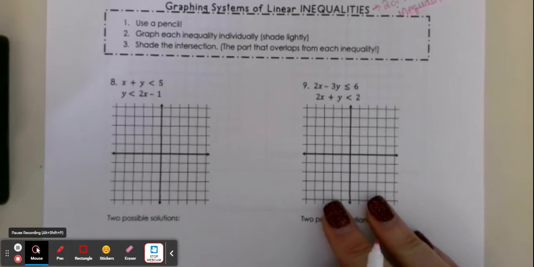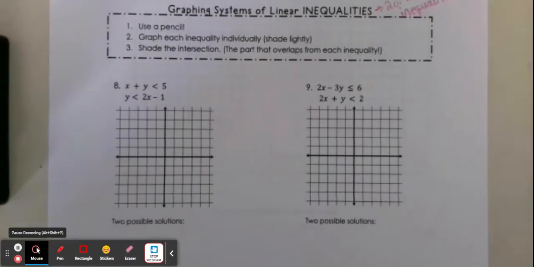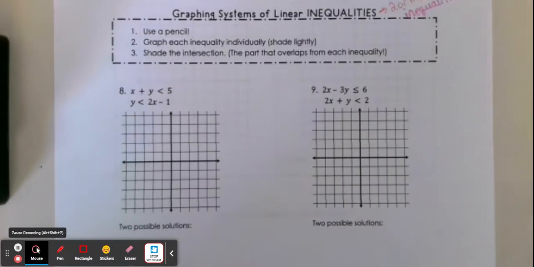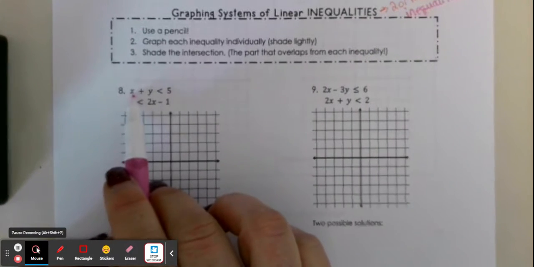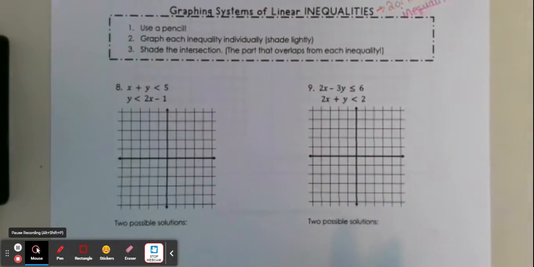So how do I graph a system of linear inequalities? Again, like a system of linear equations, to graph it, what you'll do is you'll graph each inequality. So I'm going to do this one by hand, and we're going to see what that ends up looking like. So this first inequality, x plus y is less than 5. Well, that is in standard form. So the most efficient way to graph that would be to use the x and y intercept method.